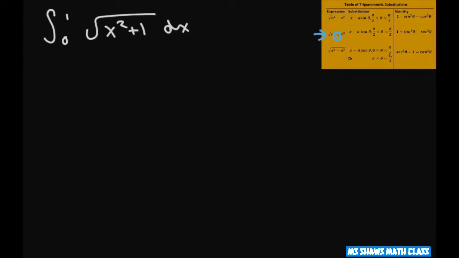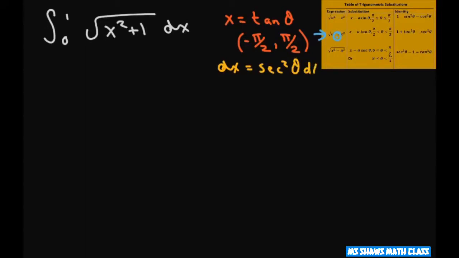So in this case, we're going to let x equal tan of theta. And that's where our restrictions are between negative pi divided by 2 and pi divided by 2. That just means we're in quadrants 1 and 4. And so then our derivative of x, dx, is going to be secant squared theta d theta.